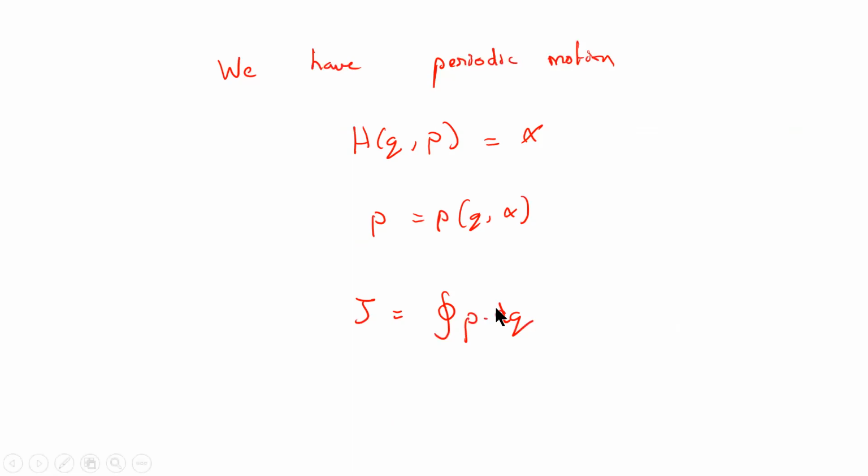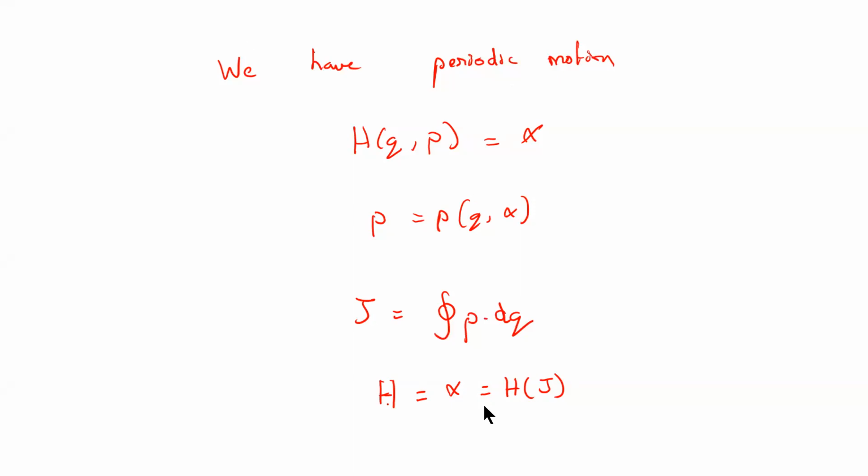So this has dimensions of angular momentum, and you can see from this equation that H, which is equal to alpha, is going to be only a function of J. This is by virtue of this equation and the fact that this is periodic motion, where you integrate a closed integral over the period, where the repetition of motion is happening.